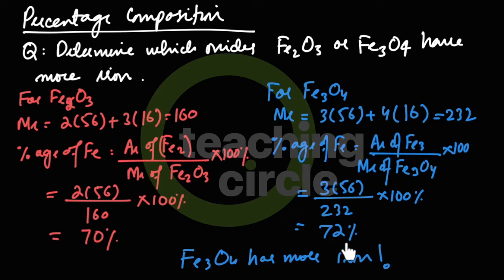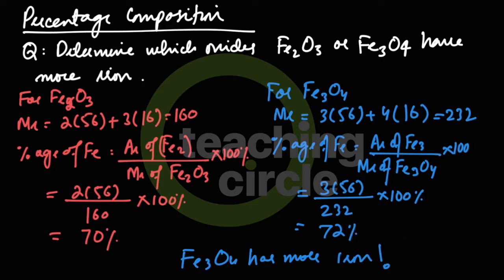And 72% is clearly greater, not much, but greater than 70%. And so Fe3O4 has more iron. That's how you solve for questions that involve percentage compositions.